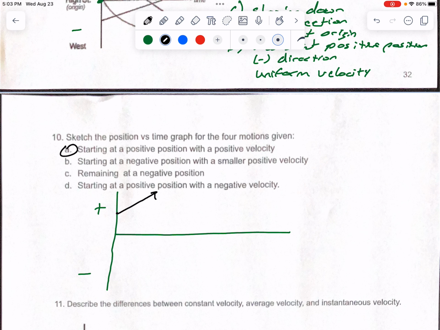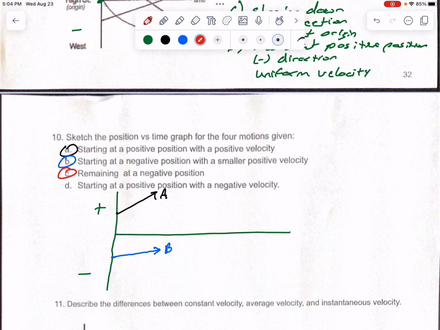Then B, starting at a negative position with a smaller positive velocity. Okay, so I'm gonna use a different color, I'm gonna use blue for B. So starting at negative, and slower though. So I'm gonna start down here and make a slightly more flat line. I probably could have drawn that a little better with A, but B is gonna be a little bit flatter than A was. Remember A is up here, B is down here. We started at a negative position and our velocity is smaller.